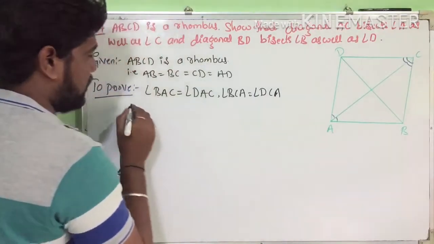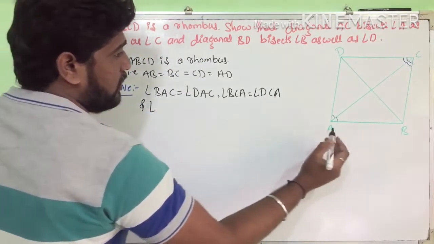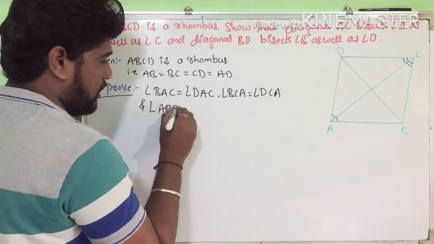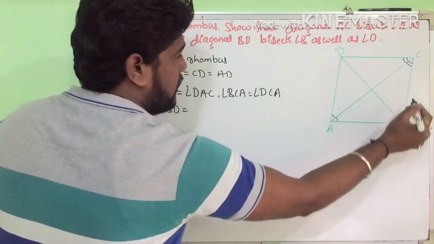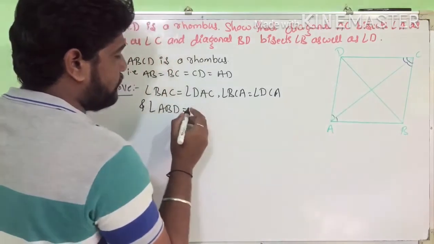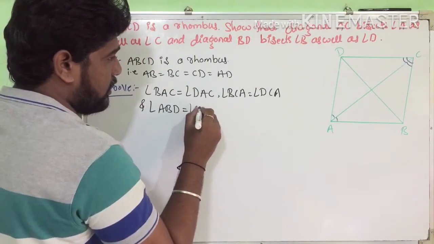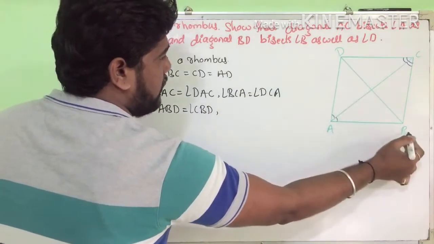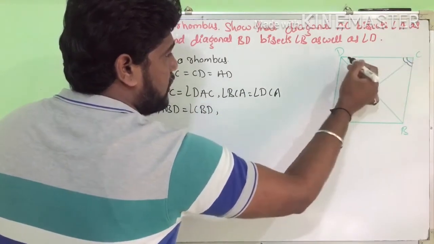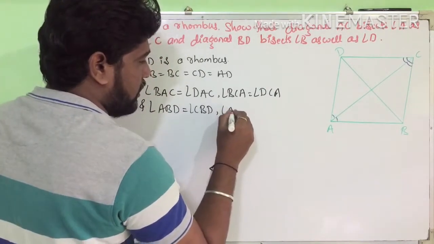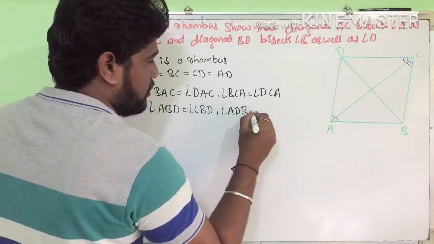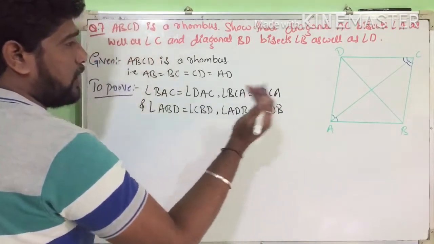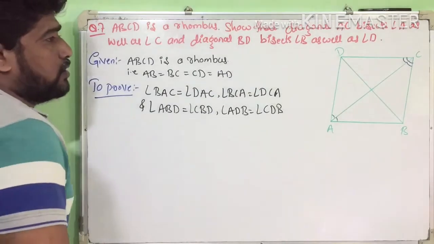And similarly, angle ABD is equal to angle CBD. These two are equal. And here angle ADB is equal to angle CDB. It means they bisect. Is it clear? So, the proof.